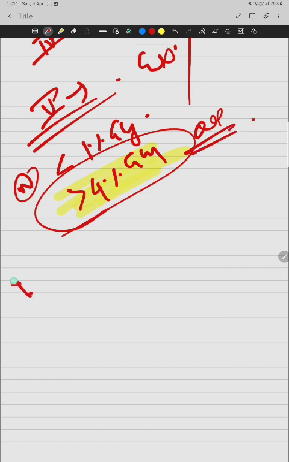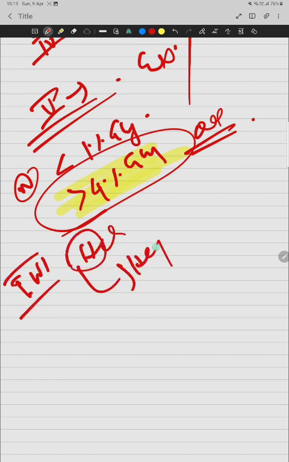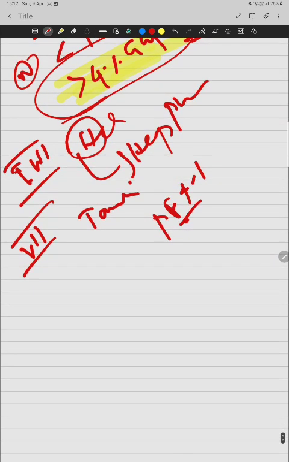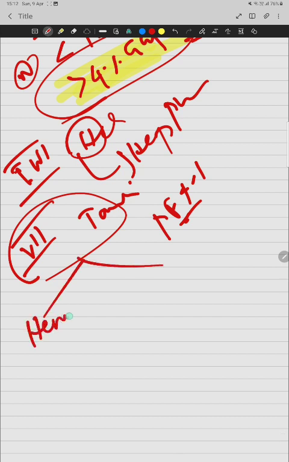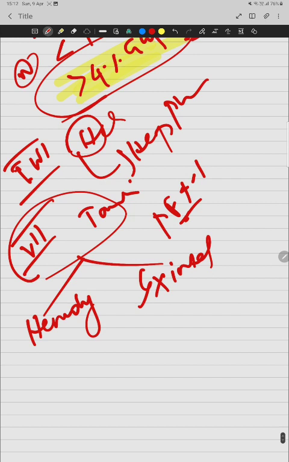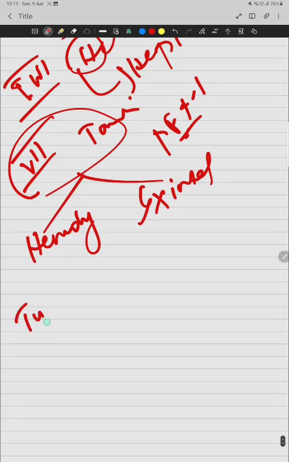So type 6 is nothing but your Hers. Hers is for hepatic, so it is a hepatic phosphorylase problem. Type 7 is for your Tarui. Tarui is for your PFK1 enzyme. That's all. So how are you going to diagnose this Tarui? Tarui means two things will be present: there will be hemolysis, and also there will be exercise intolerance. That's all. So next, this is hepatic phosphorylase. Then type 8. Type 8 is phosphorylase kinase.